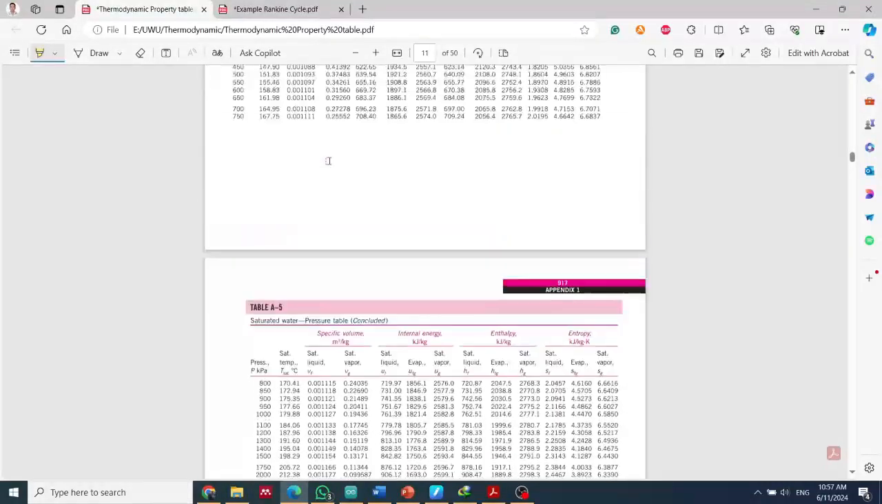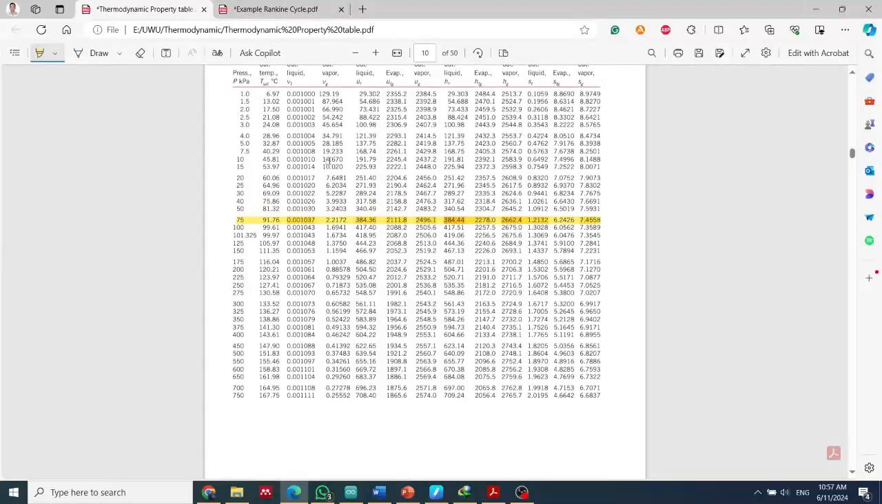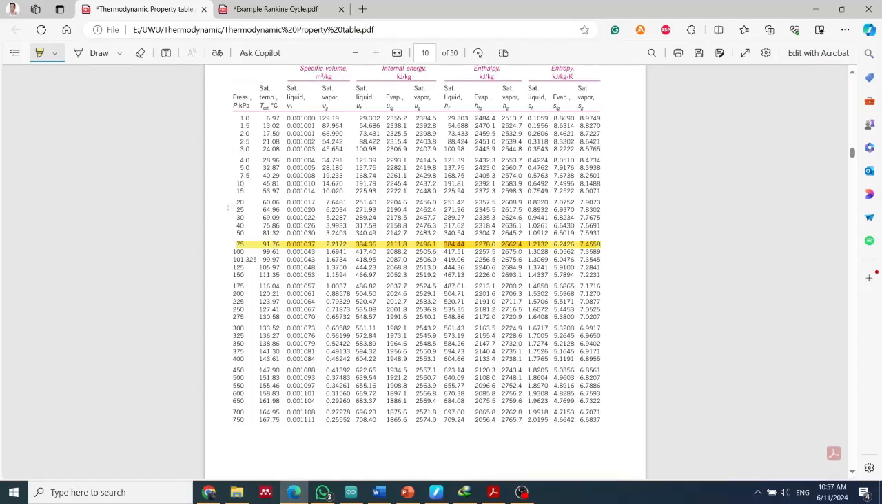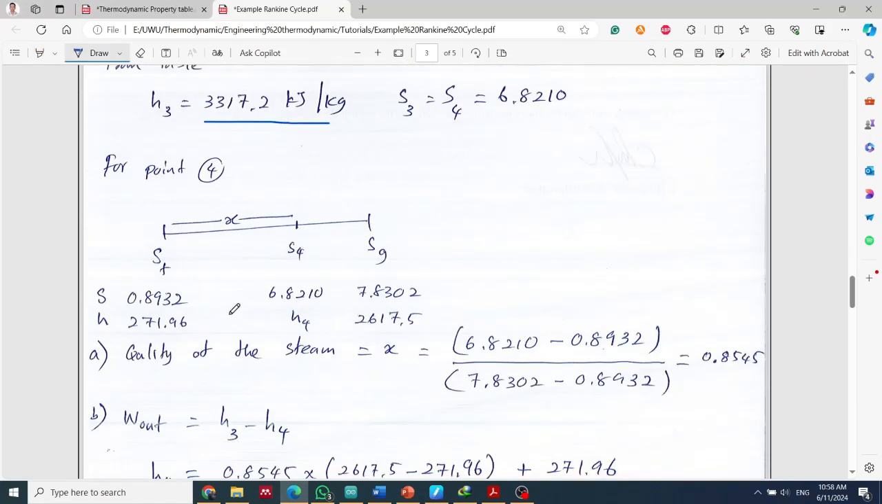So the pressure is 25 kilopascal. So we have the 25 kilopascal line here. This is the line that we are interested in. Therefore from that we can find SF and SG. So SF is 0.8932 and SG is 7.8302. So that is what is written in here.